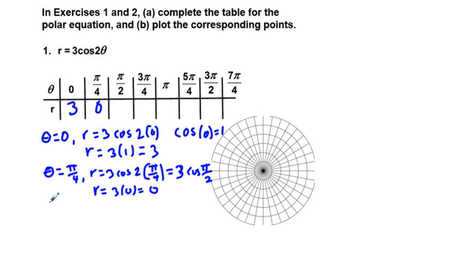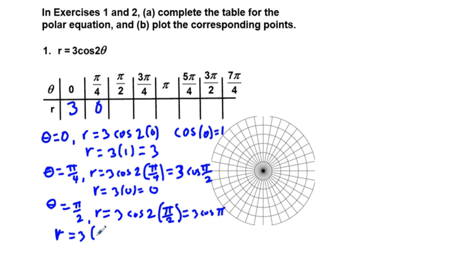Then we have this pattern for theta is equal to pi over 2. We have r is equal to 3 cosine 2 times pi over 2. Well, 2 times pi over 2 equals pi, so we have 3 cosine pi. Well, cosine pi is -1, so r is equal to 3 times -1, which equals -3. So there's -3 here.